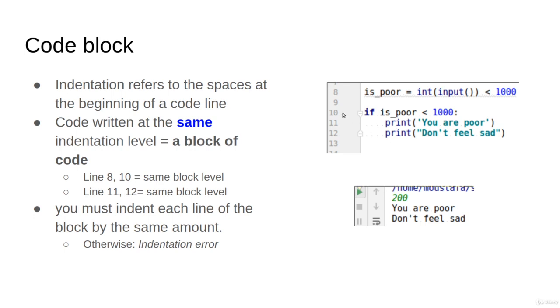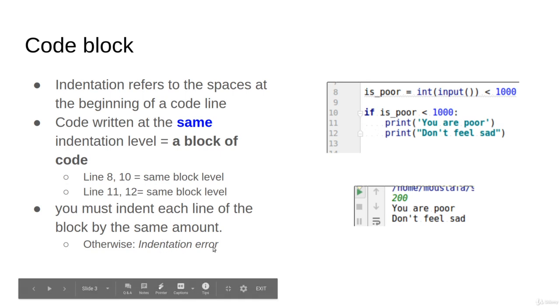For example, here line number 8 and line number 10 are in the same block of code because they share the same number of spaces, which is 0. Line number 11 and line number 12 represent a block of code, and they share the same number of spaces. They are 4 spaces, and they are together in the same block. You must indent each line of the block by the same amount of spaces. For example, if this is 4 spaces but this is 3 spaces, you will get an indentation error.